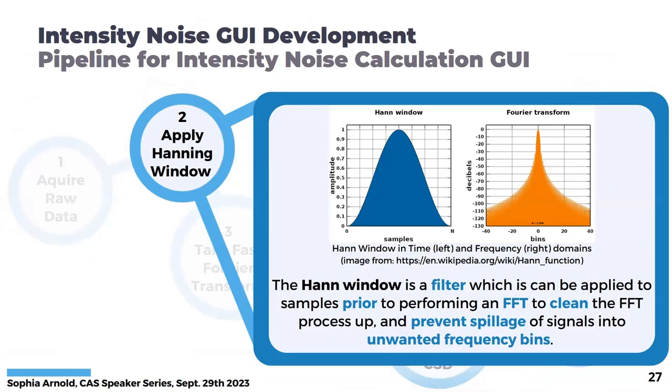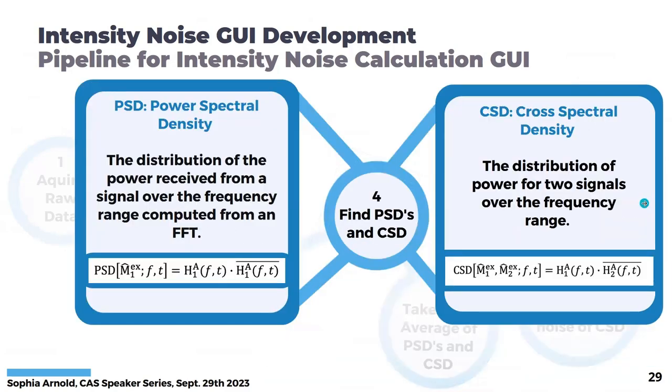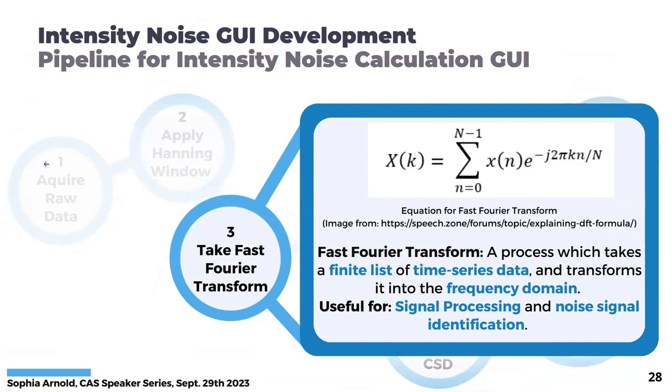So after we acquire the raw data, we need to apply a Hann window. And the Hann window is a filter which can be applied to samples prior to performing a fast Fourier transform to clean the FFT process up and prevent spillage of signals into unwanted frequency bins. And then after we took the Hann window, we took a fast Fourier transform.